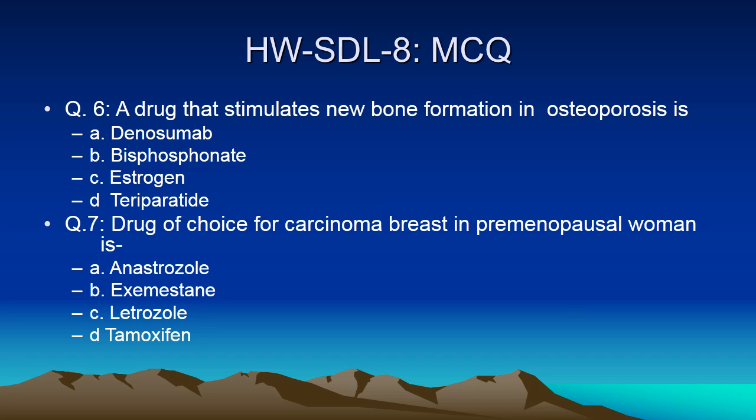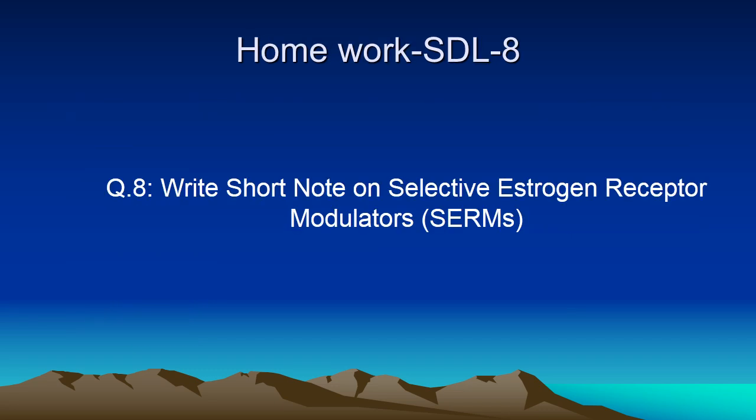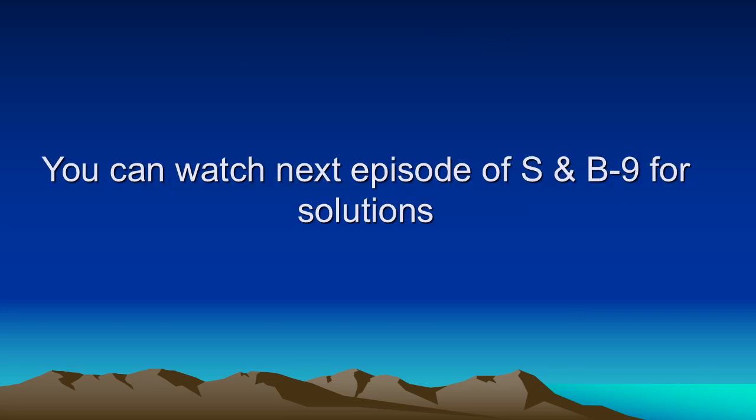Question 7 is the drug of choice for carcinoma breast in a premenopausal woman. You can easily find out. And question 8 is: write a short note on selective estrogen receptor modulators. You try to attempt on the same theme which I have discussed, and if you find it easy through books, it will be helpful to you. And the next episode of the spotters and boosters will give the solution.